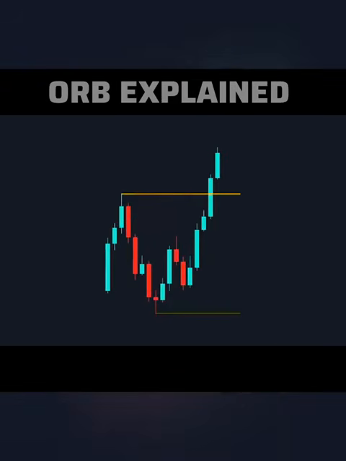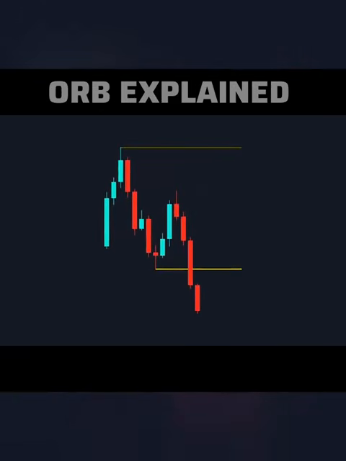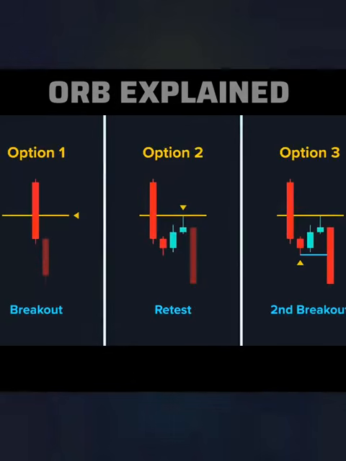But before we explain how we can do that, it's worth just mentioning that in these examples, we have shown the breakout of the ORB range high. But if the market was to instead break through the ORB range low, the whole process would be just the same, but it would instead be inverted, which in simple terms means we would be looking for a breakout to the downside instead of the upside.